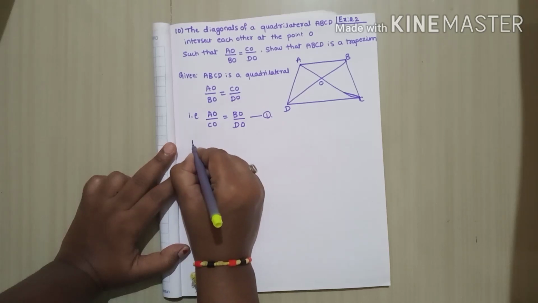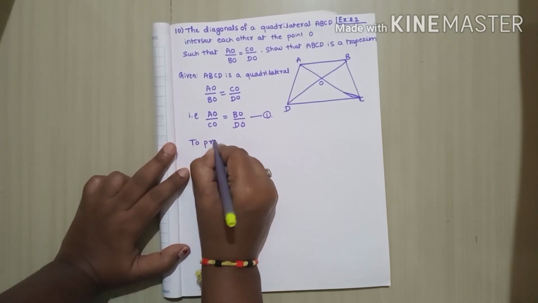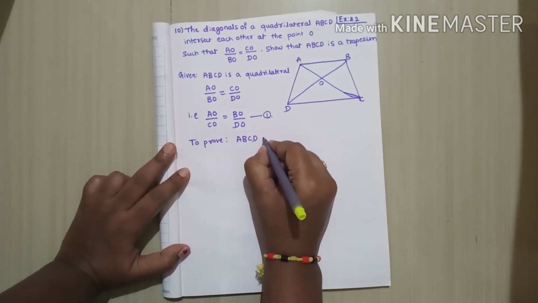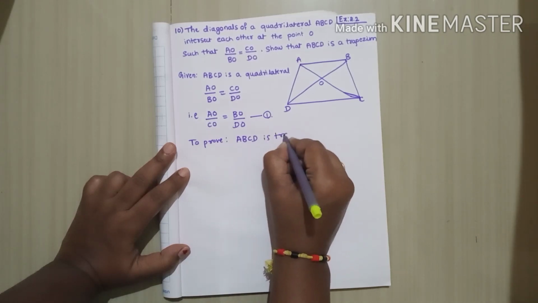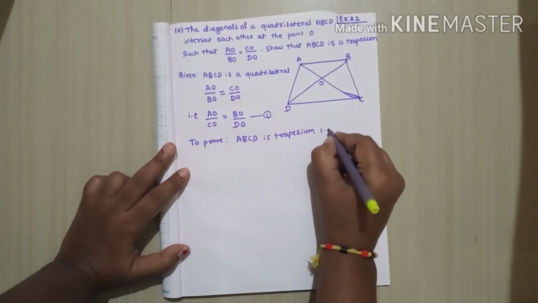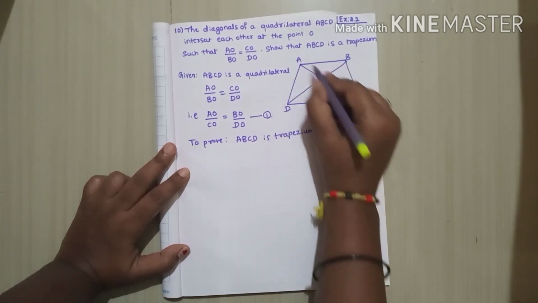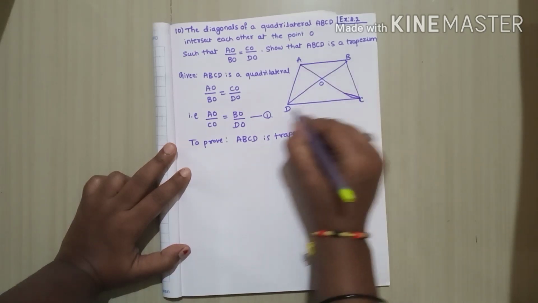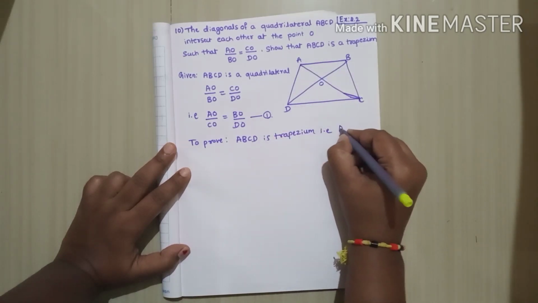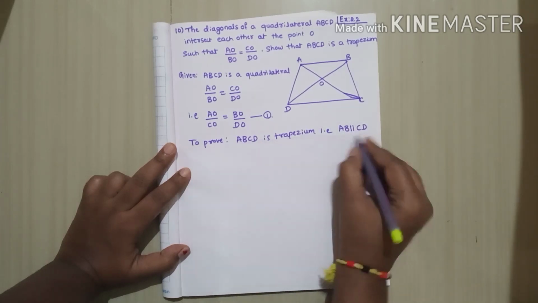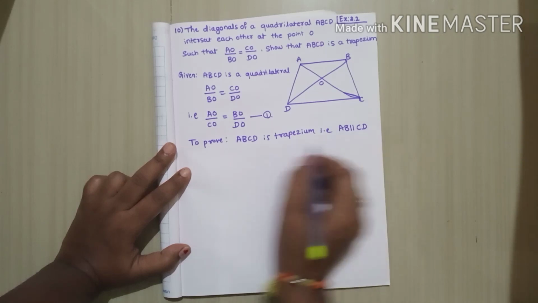Here what we want to prove? To prove ABCD is a trapezium. Means that is, in this diagram AB is parallel to CD. If you prove this, it is understood that ABCD is a trapezium. So AB is parallel to CD we want to prove. If you prove this, we will get the result.